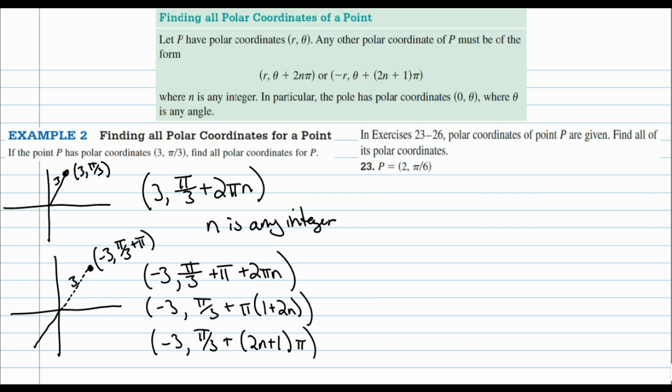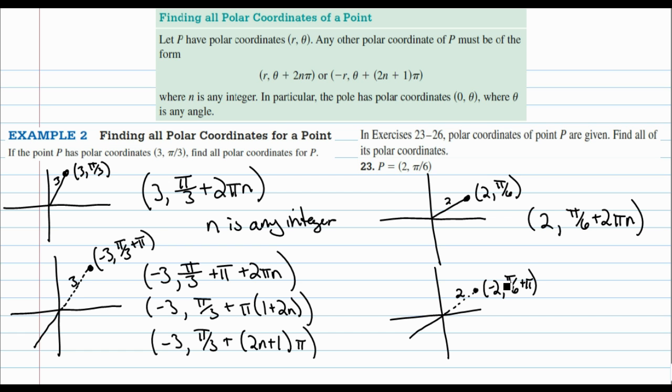Now try problem number 23, which asks us for polar coordinates that have the same location as point P. So point P is located in quadrant 1, and it is a distance of 2 away from the origin on the terminal ray pi over 6. So first of all, coterminal angles of pi over 6 would create a polar point of the same exact location. So (2, pi over 6 plus 2 pi n).